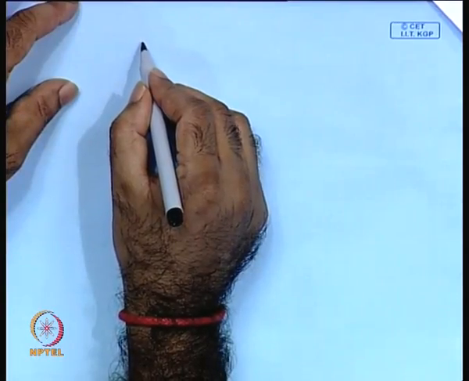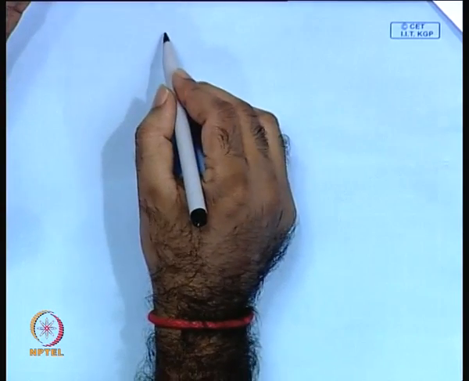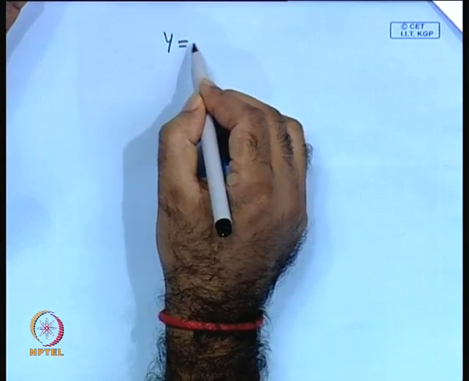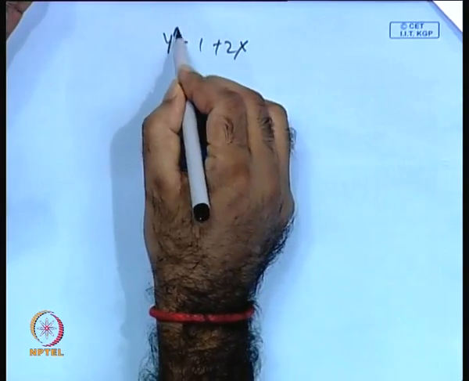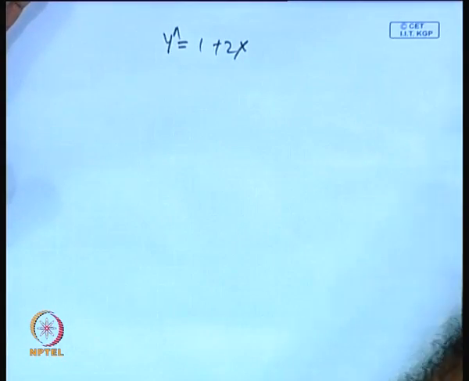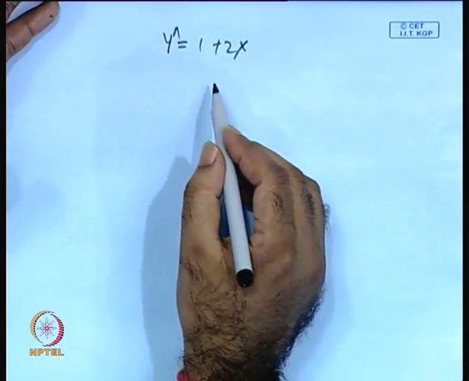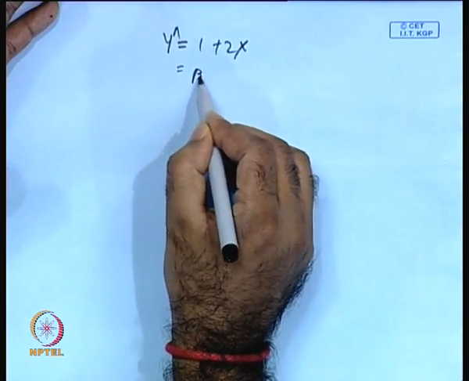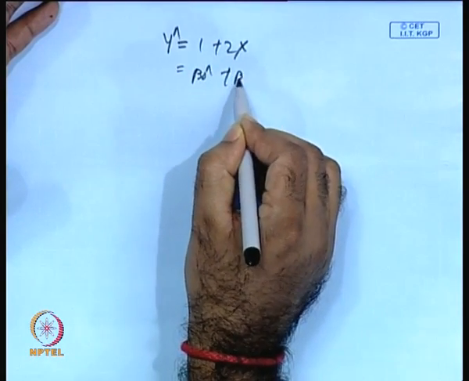Now you would like to know the other part of the story, that is the overall fitness of the model. Once you have estimated the model y head equals 1 plus 2x, which we have just received, this is nothing but beta 0 head plus beta 1 head x.